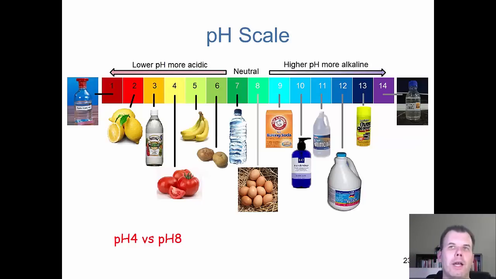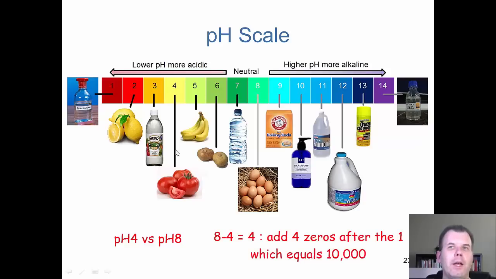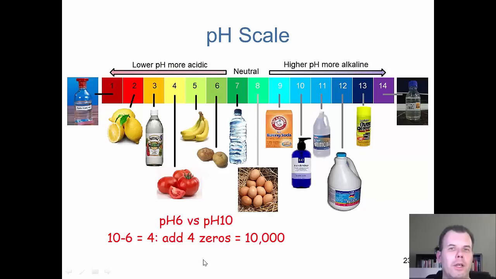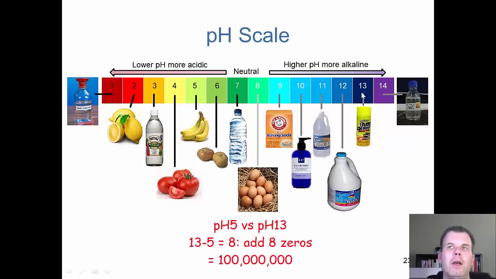Let's take our two numbers. So again, I said 4 versus 8, okay? 8 minus 4 is 4, okay? Take a 1 and add 4 zeros to it, 10,000. Easy trick, works every time. Let's compare 6 versus 10, okay? Again, 10 minus 6 is 4, 4 zeros, add the 1, 10,000. How about something, let's say 5 versus 13, okay? 13 minus 5 is 8, put 1 and 8 zeros, and you know what it is. It's now 100 million in this case, okay? And so you can keep doing that very easily without even knowing, and that's comparing the strength of something.